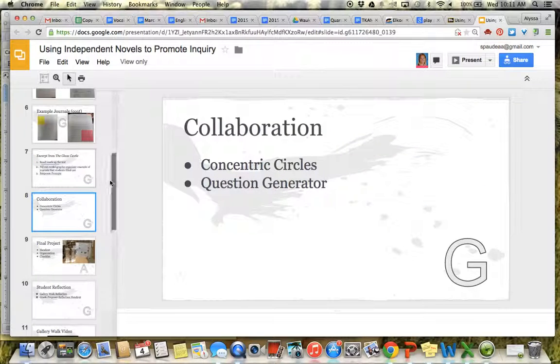The other thing we wanted to make sure we included with this project was collaboration. Students got into concentric circles where we had an inner circle and an outer circle.